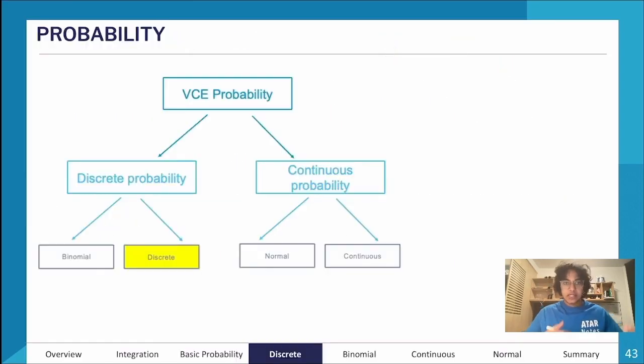Okay, let's get on to discrete probability, right? So we've sort of covered all the basic stuff. Now it's time to get into the nitty gritty.